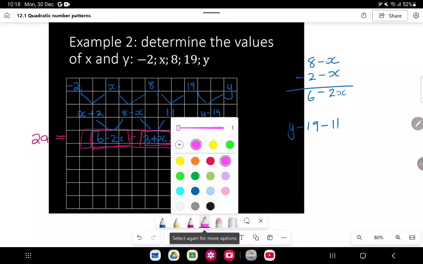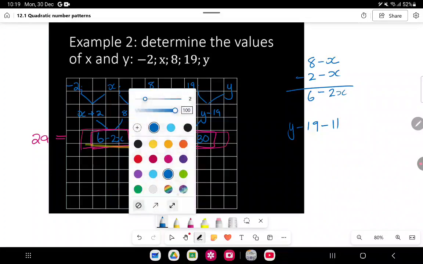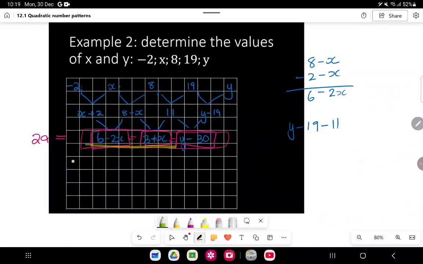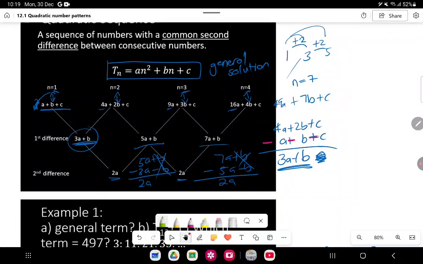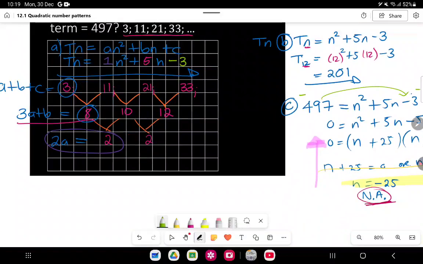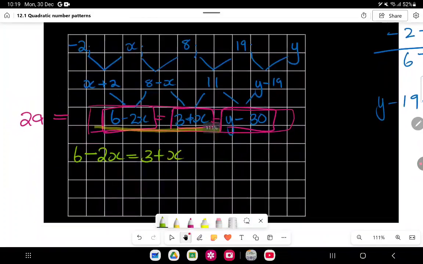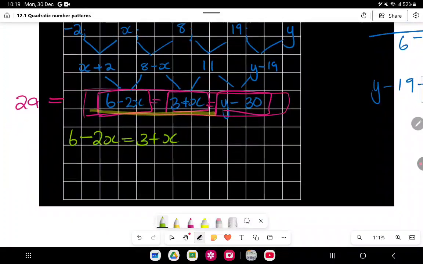The first thing I want you to do is use these two, and we are going to say 6 minus 2x is equal to 3 plus x. Why is that true? Because this is 2a and that's 2a, and the second difference is always equal to 2a. So if the first one equals 2a and the second one equals 2a, then the first one is equal to the second one. So now we solve for x.